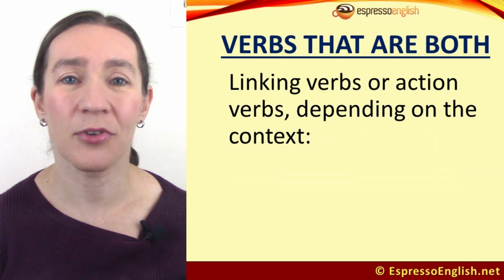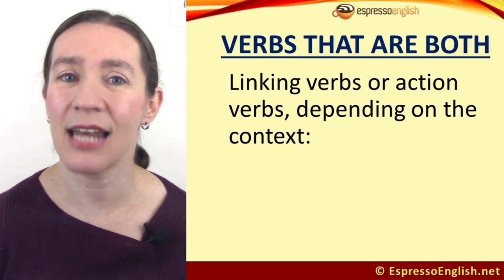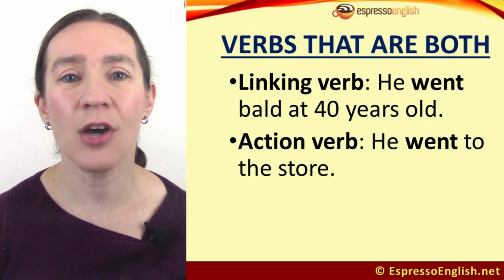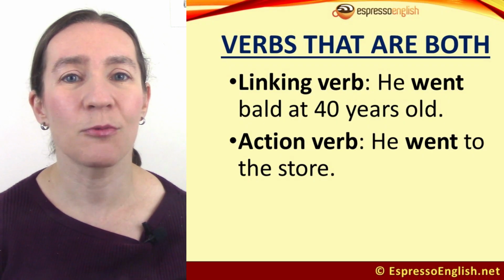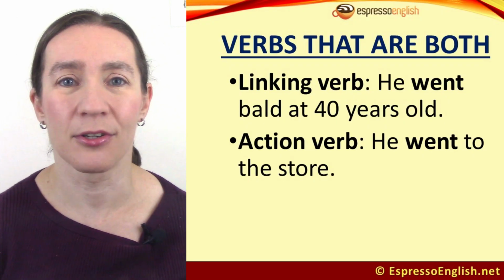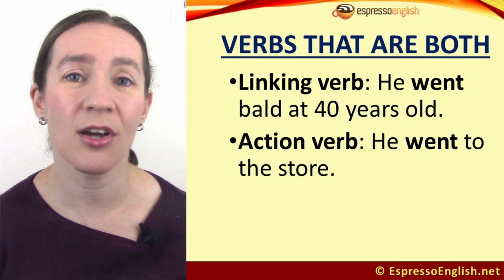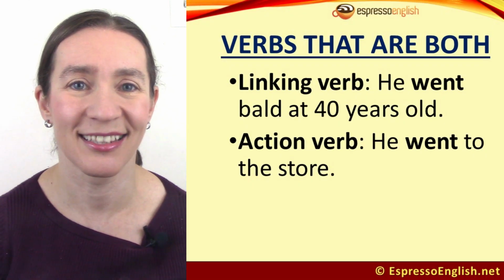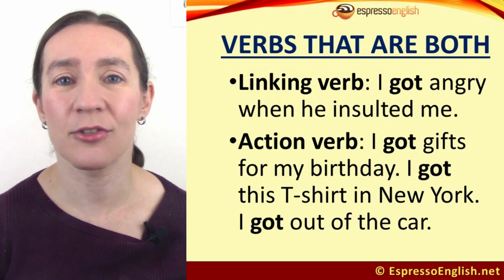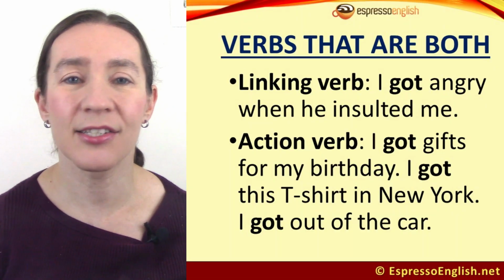Now, some of the verbs can be linking verbs or action verbs depending on how they are used. So, go is a linking verb when describing a change or transformation. He went bald at 40 years old. He became bald. And go is an action verb when we're talking about someone going to another place, like he went to the store. Get is a linking verb when describing a change or transformation. So, I got angry when he insulted me.